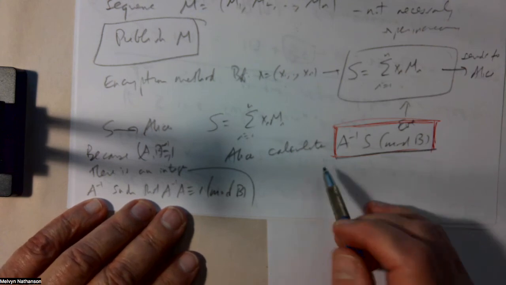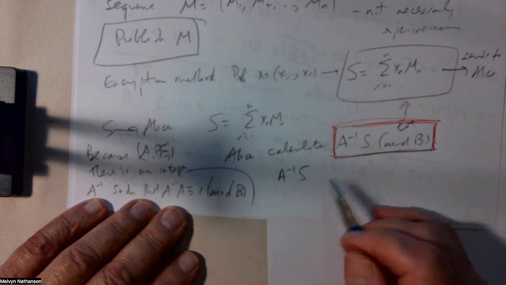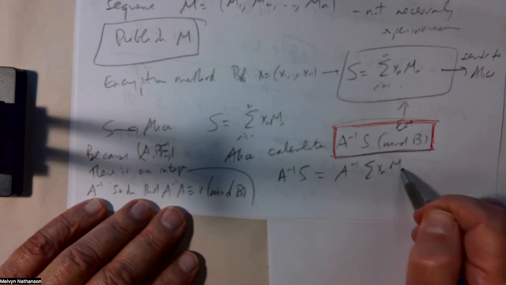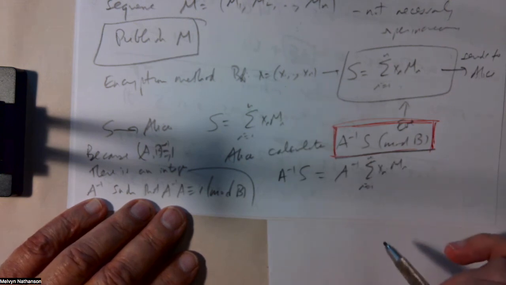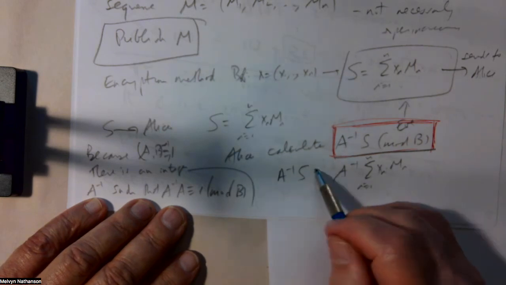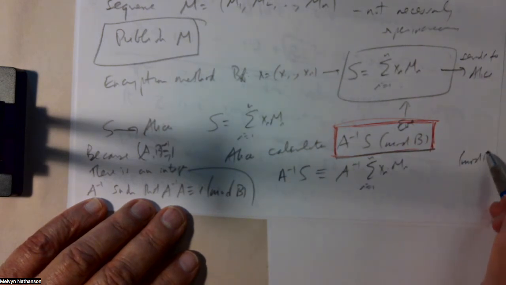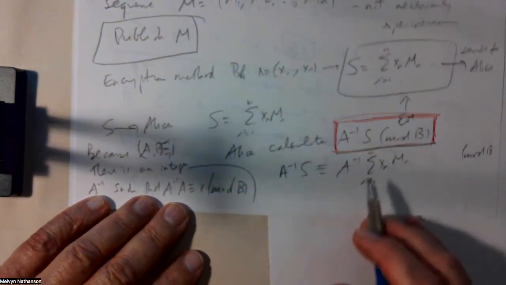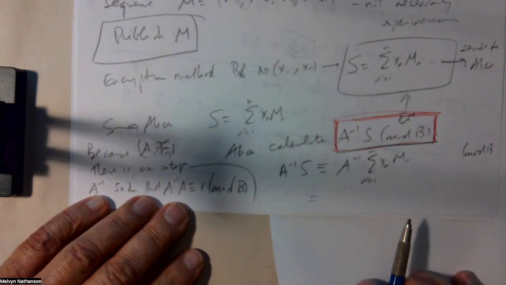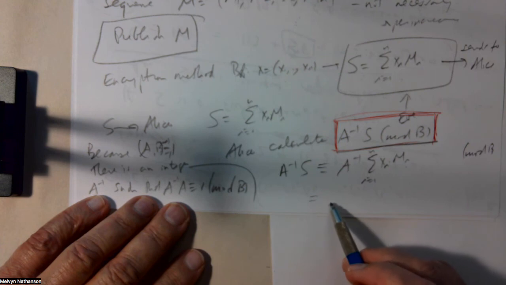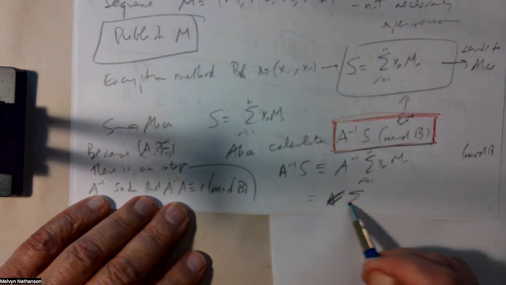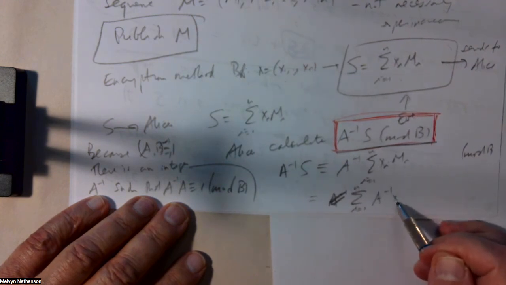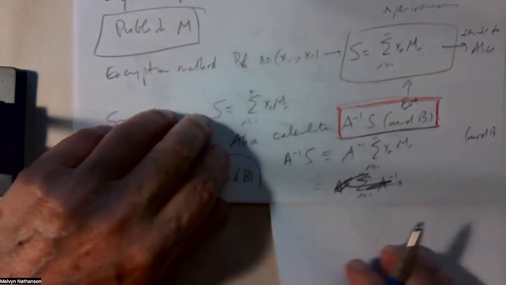Why is that? Well, A inverse S is A inverse, an integer, times the summation Xi Mi, I goes from 1 up to N. You want to take just congruence classes mod B. What is M? M is A R sub I. So this is the summation, I goes from 1 up to N, A inverse X sub I. Let me do this on a clean sheet of paper.